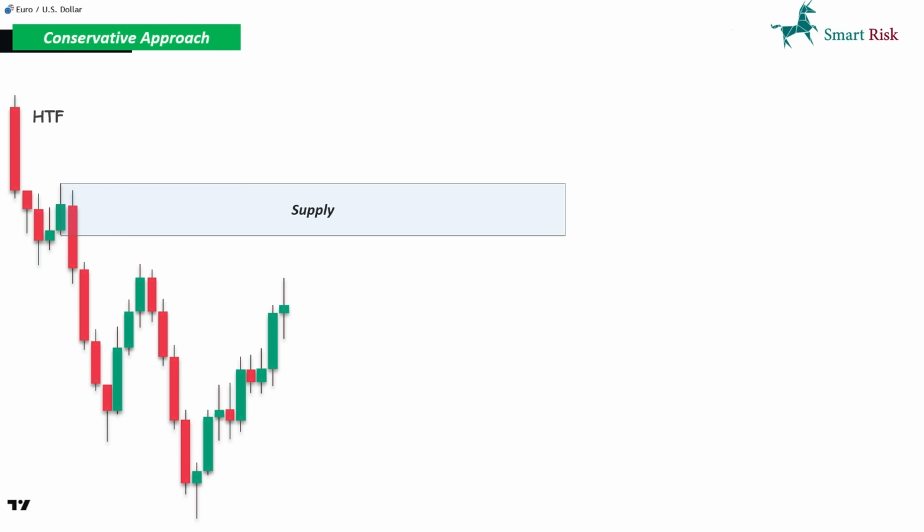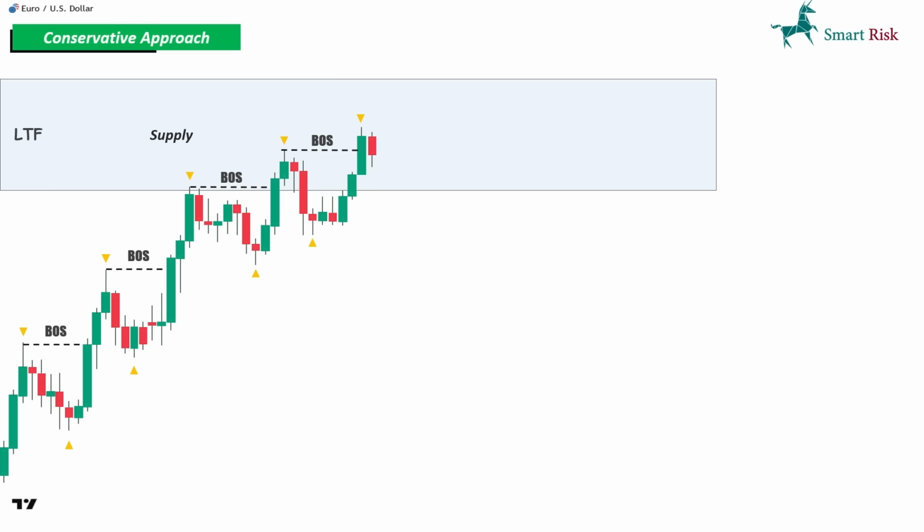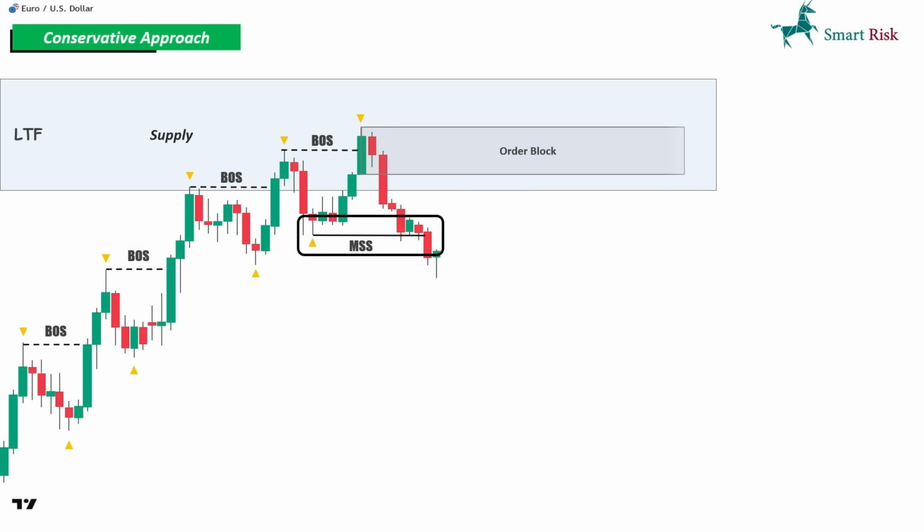frame. To apply the conservative entry, we wait for the price to tap into the point of interest and show a clear rejection. Once that happens, the next step is to switch to the lower time frame, closely monitor price action, and patiently wait for a valid change of character pattern to form. After confirming the market structure shift on the entry time frame, we place our entry at the lowest point of the newly formed order block.